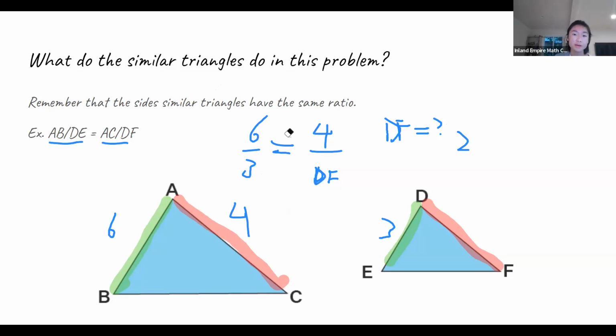And then again, going by how this is half of this, same thing, right? 6 divided by 2 is equal to 3. So therefore, we're going to divide side AC by the same number. 4 divided by 2 will give us 2. All right, so we're going to be using this concept of having the same ratio for the side lengths to solve our problem.